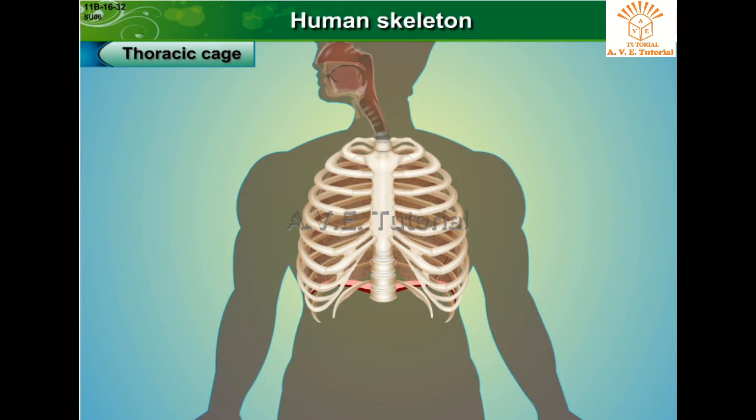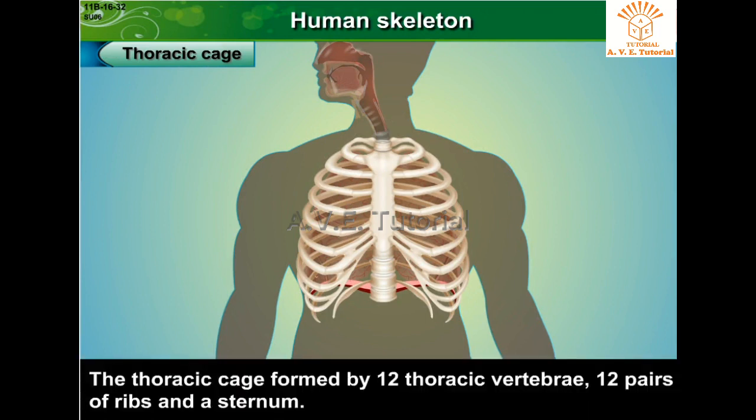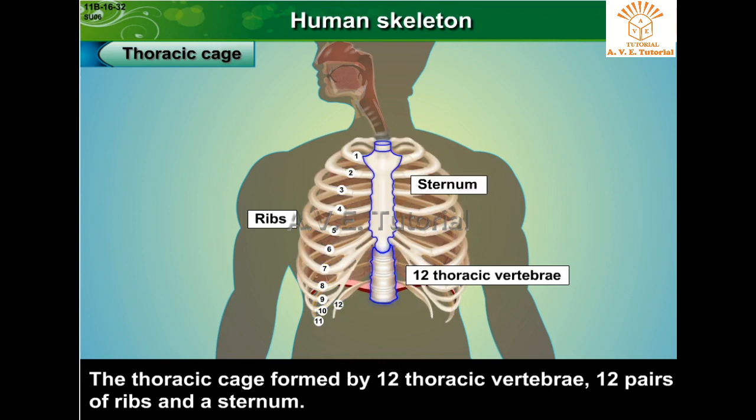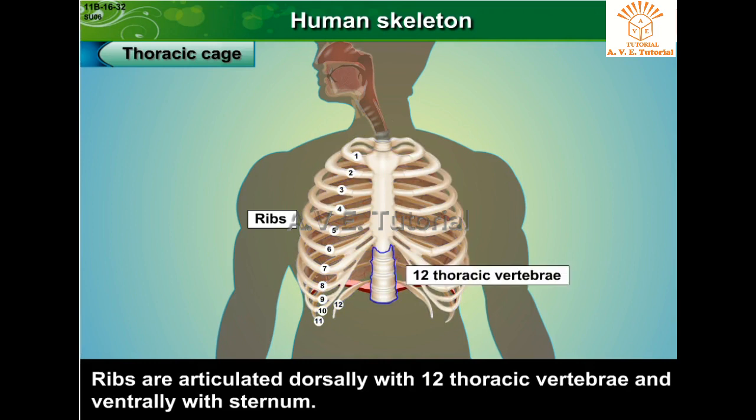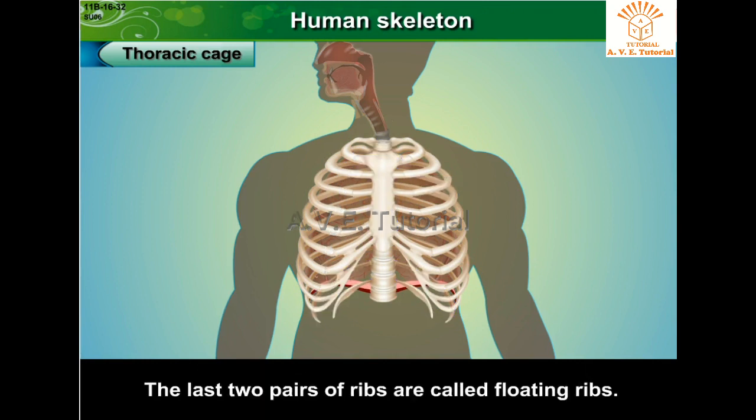Thoracic cage. The thoracic cage is formed by 12 thoracic vertebrae, 12 pairs of ribs, and a sternum. Ribs are articulated dorsally with 12 thoracic vertebrae and ventrally with sternum. The last 2 pairs of ribs are called floating ribs.